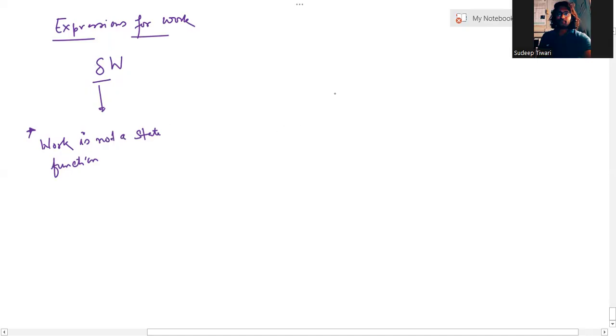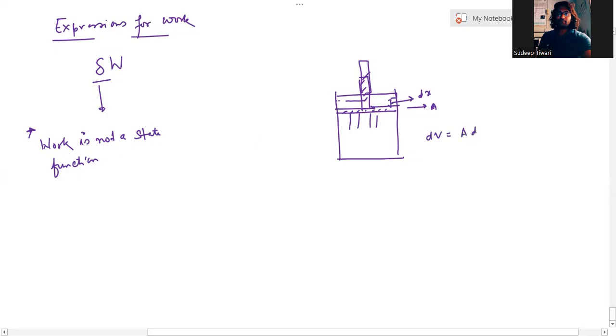So let's use a simple way of looking at how to understand this. I have a piston here of a cross-sectional area, let's say A. And because of the force of the gas, let's say it expands and covers a length of dx. So what is dV? dV will become A dx. And what is work?